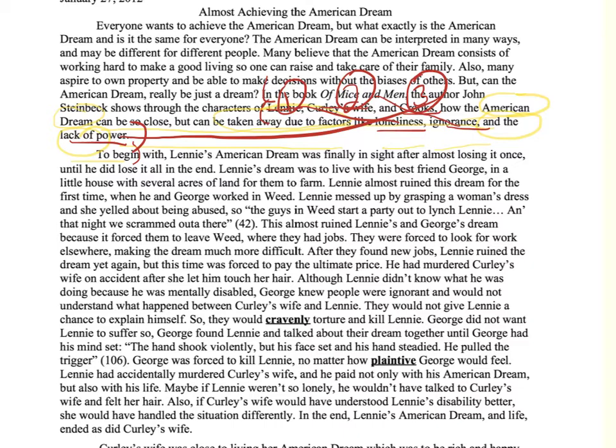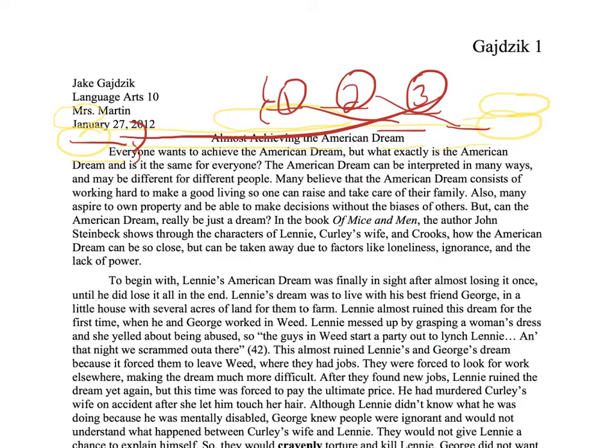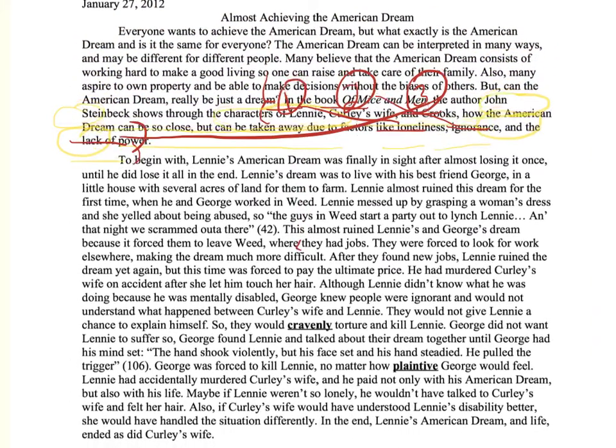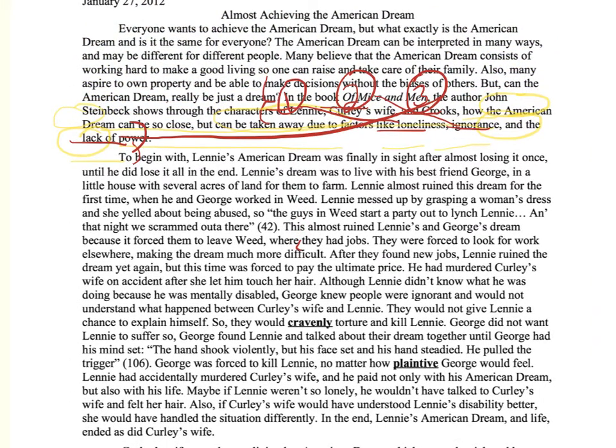So let's get rid of some of this stuff and look at the topic sentences. So first topic sentence. To begin, Lenny, oh, look there, we have a keyword back from the thesis there.